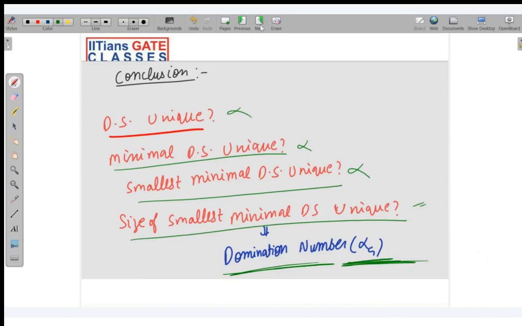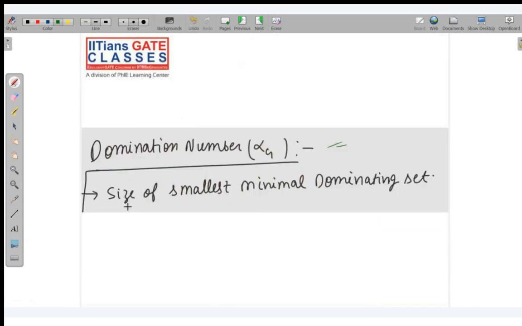Okay, take snapshot. I will jump to the next slide. Okay, so domination number alpha G, the size of the smallest minimal dominating set, that is the domination number. Take snapshot.